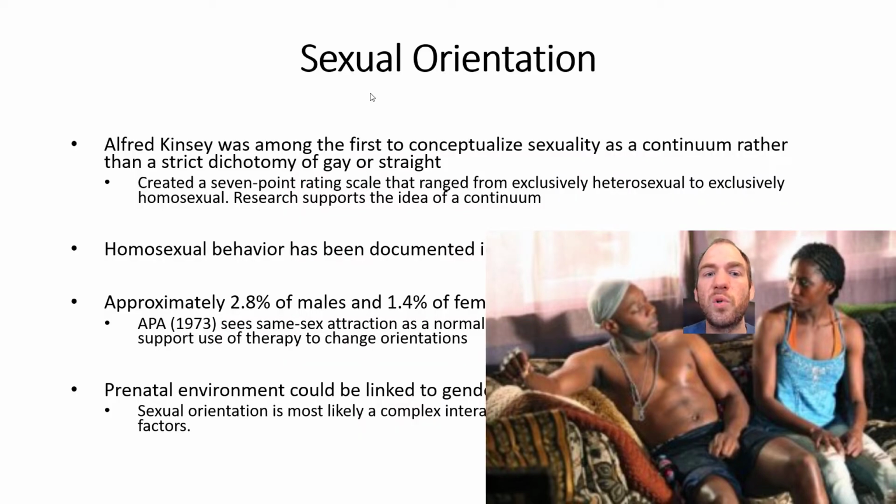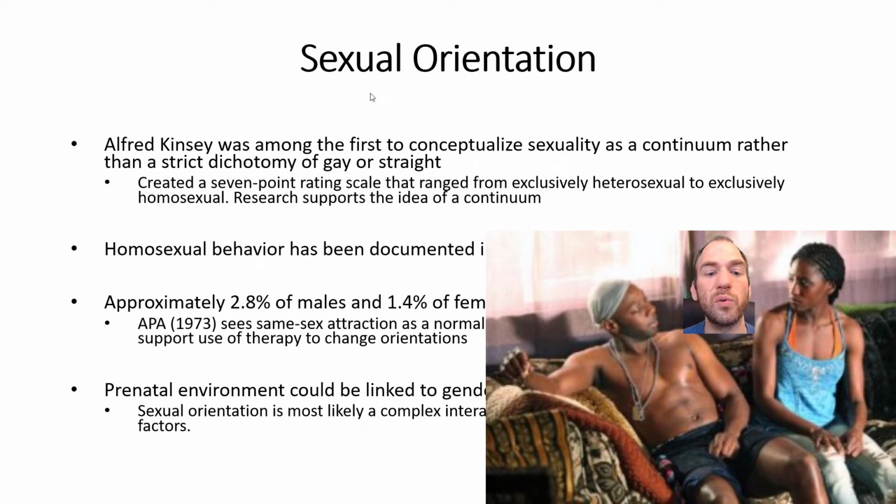Okay, moving on to social roles, social development, and sexual orientation. Alfred Kinsey was among the first to conceptualize sexuality as a continuum rather than a strict dichotomy of gay and straight. He created a 7-point rating scale that ranged from exclusively heterosexual to exclusively homosexual. Research supports the idea of a continuum. Homosexual behavior has been documented in over 450 species. Approximately 3% of males and 1.5% of females identify as gay, lesbian, or bisexual.